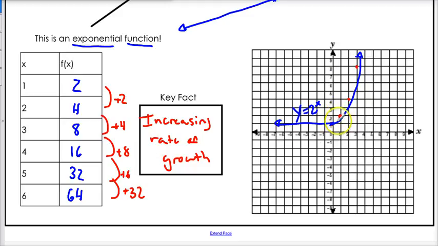So if you ever see a graph that curves up and goes up, up, up, up, up, that is an exponential. All right, turn to the second page and see if you can answer those problems.